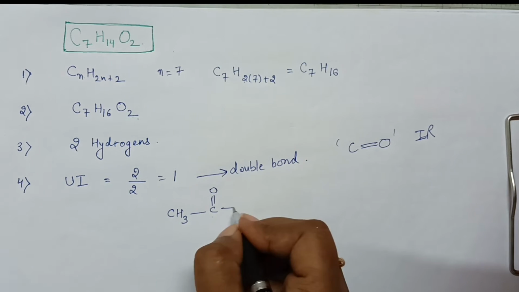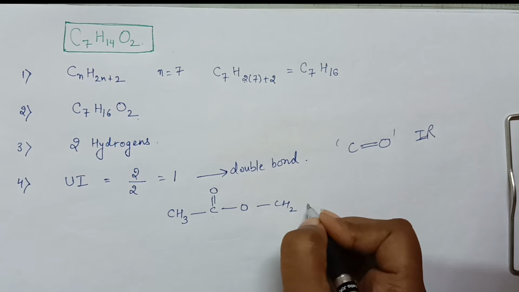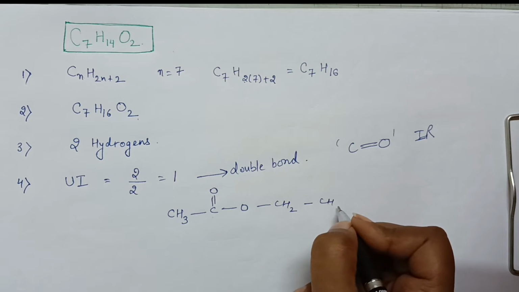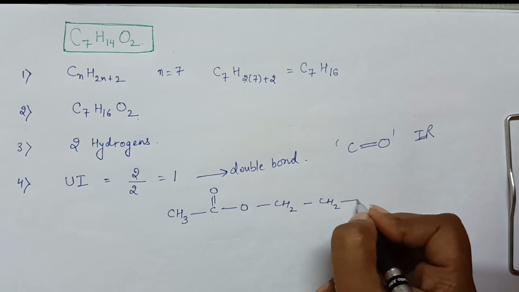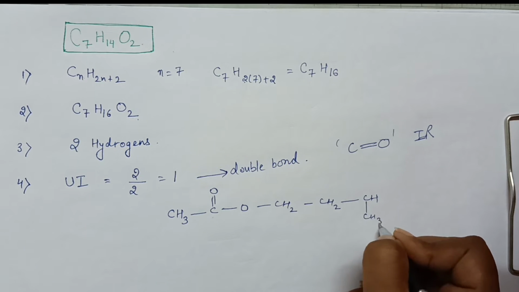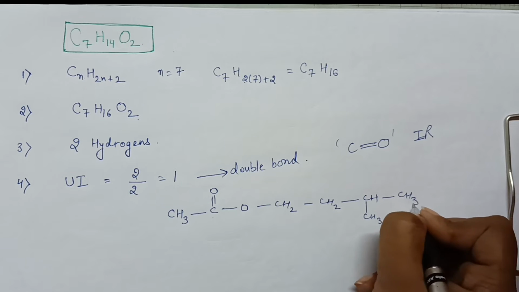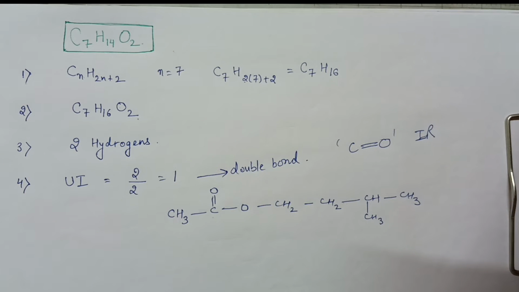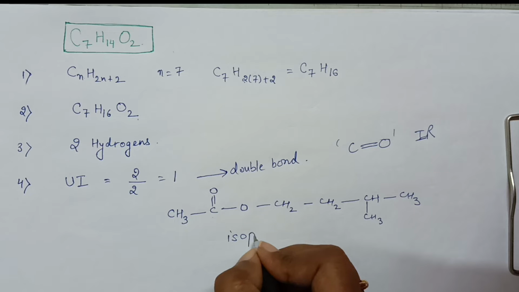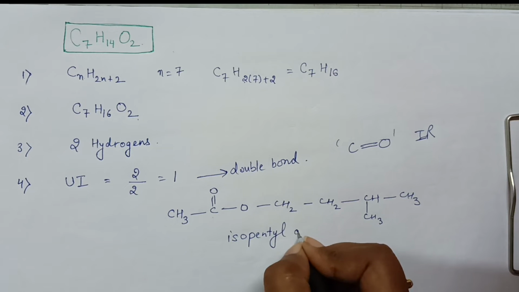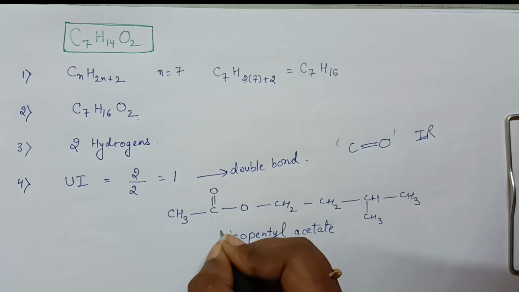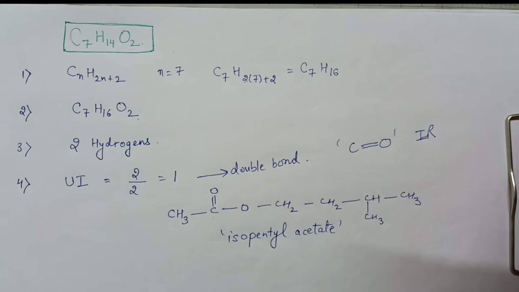If a carbonyl bond is present like this, right? So this could be the possible structure if we go for overall spectral analysis of the compound. So this is isopentyl acetate. Right, so this is about this particular example for this particular molecule.